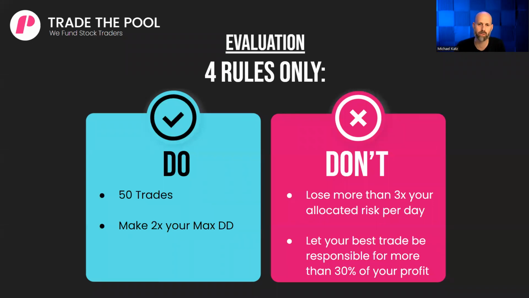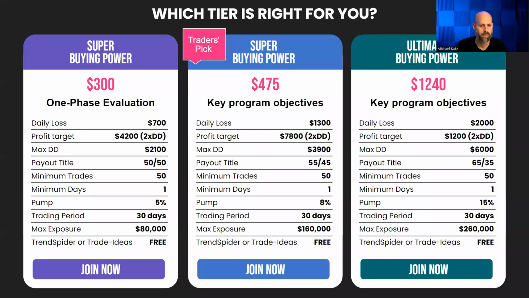I don't want to see you pass the evaluation with 1 trade. Doesn't make sense. This is not really trading. So I want to see traders, consistent traders, and I want to see them doing it with 50 trades at least, not losing more than 2 times the maximum drawdown, not making 2 times the maximum drawdown, not losing 3 times the allocated risk. So this is how it looks like.